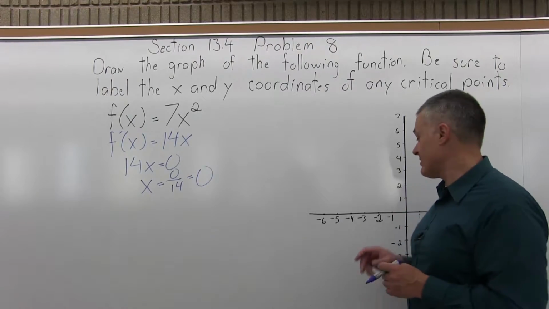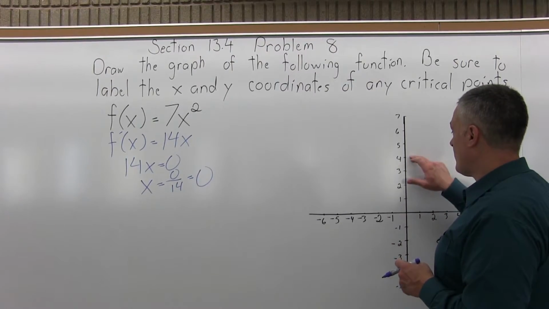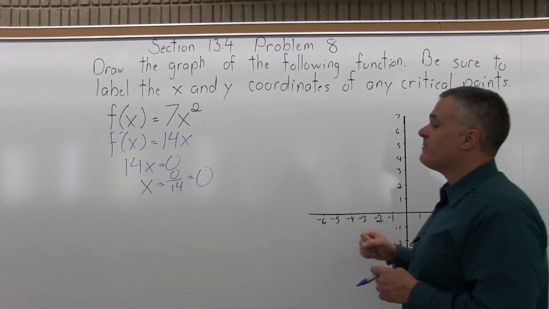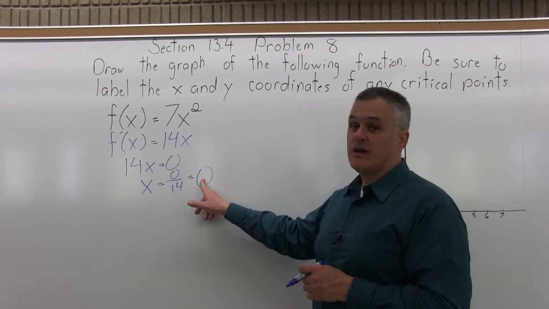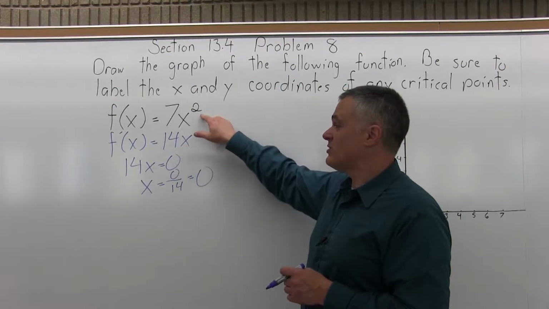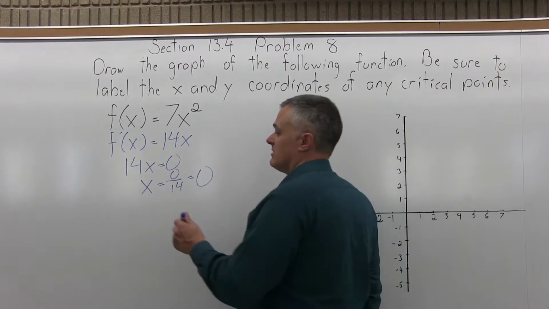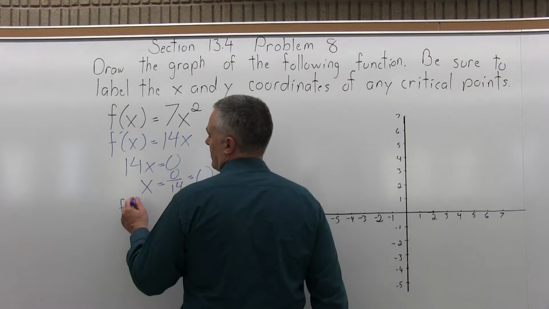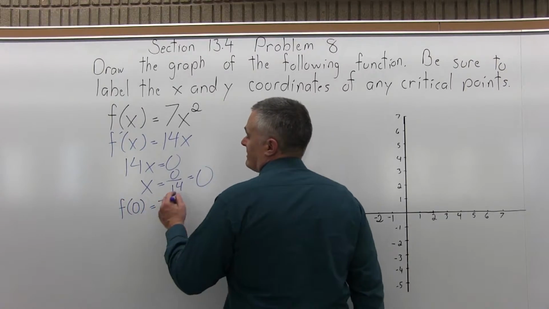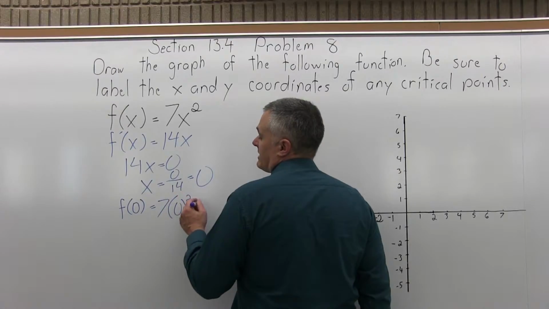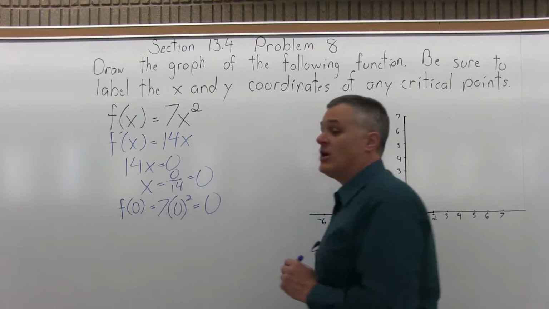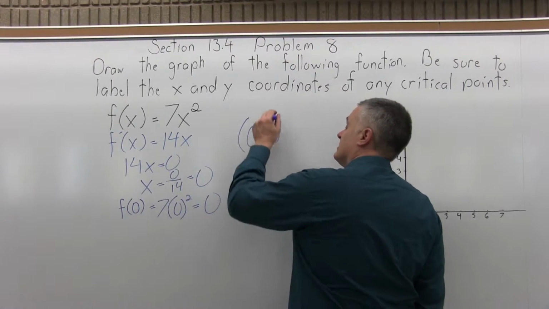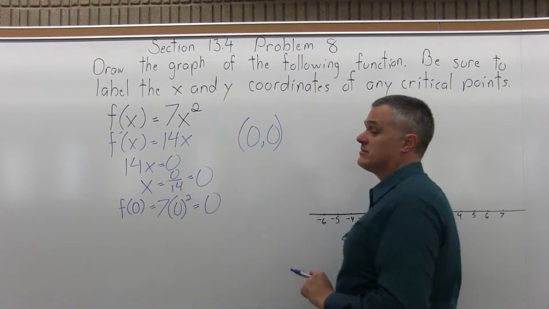But now where's the height? Am I over 0 up 4, over 0 down 2, over 0 up 7? So take my x value that I got at step 3, plug it back into f of x, and find the height that goes with it. So I'll have f of 0 equals 7 times 0 squared, which is also 0. So my critical point occurs at 0, 0. 0 for x, 0 for y.